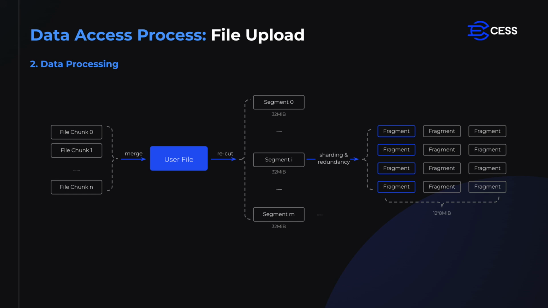Specifically, each 32 MB segment is divided into 12 smaller fragments, each of 8 megabytes, thereby ensuring that redundancy is built into the data structures. The segment size may vary on the mainnet.